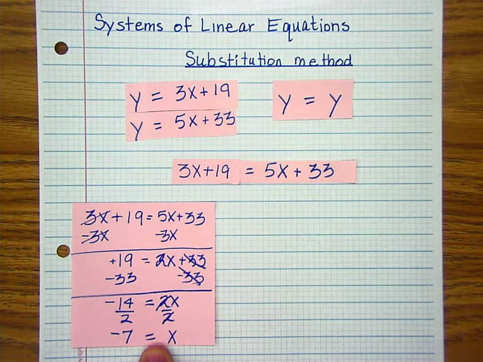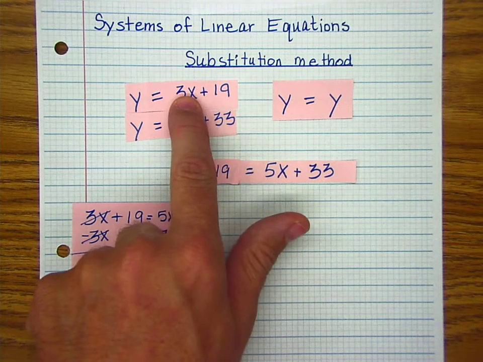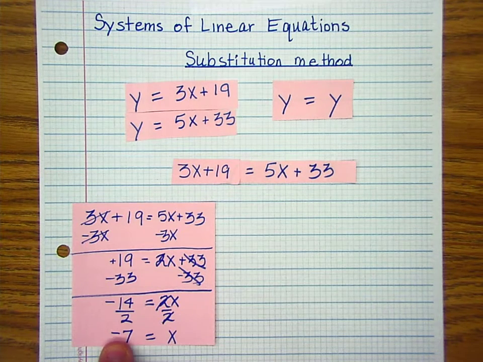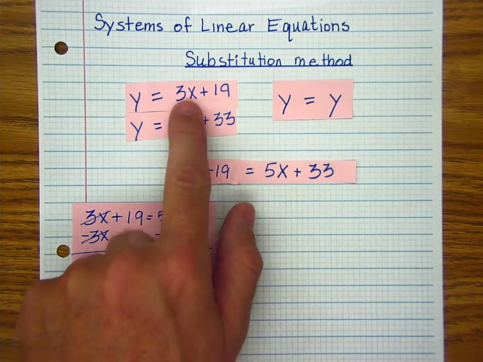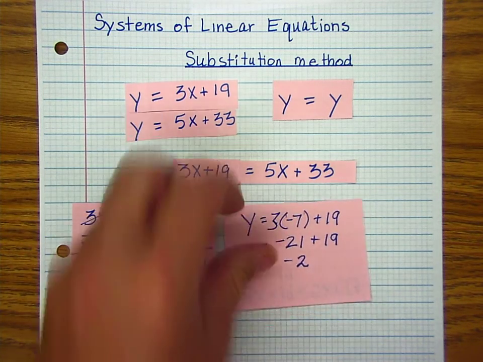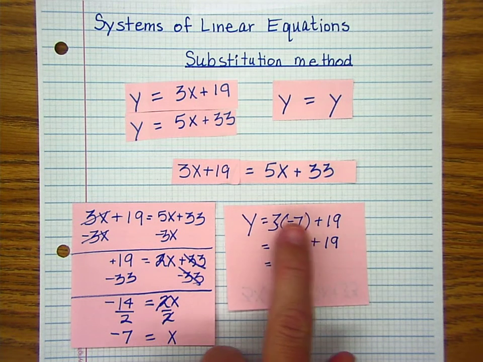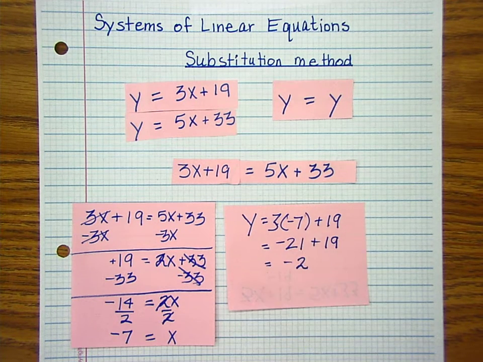To continue on with the process, I'm going to take this value of -7 and go right back into the equation, either one up here. I'm going to choose the top one and plug that value of -7 exactly where that x is, and I'm going to be able to solve for the value of y. And you'll see here that when I solve for the value of y, 3 times -7 plus 19 comes down to -2. You've solved for the answer, which is x equals -7, y equals -2.